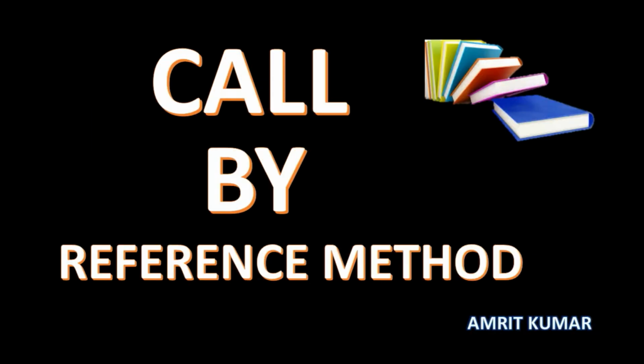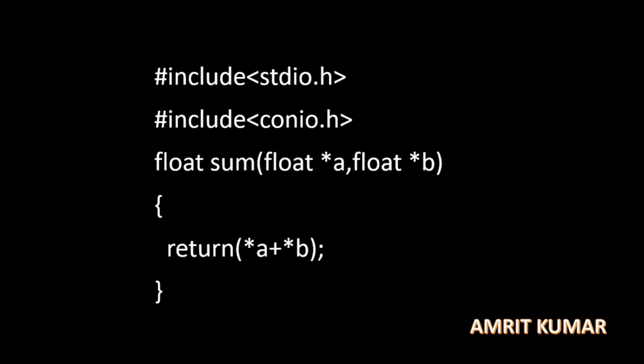Call by reference method. Here I have a program which is dealing with the concept of the call by reference method. This is the header file that I have declared above our function: hashtag include stdio.h and hashtag include conio.h. These are the two header files included in this program, the standard input output header file and the console input output header file.